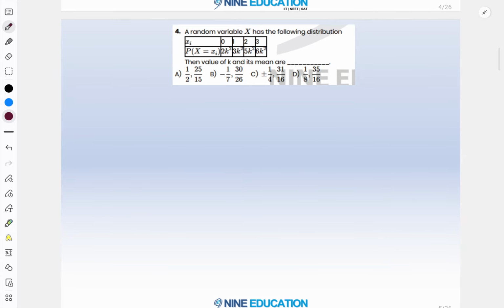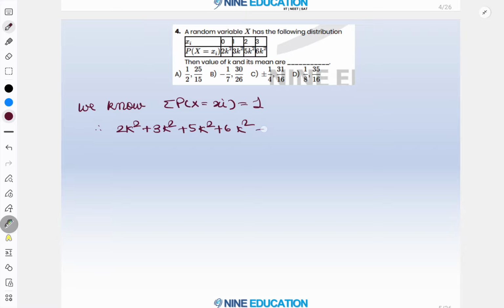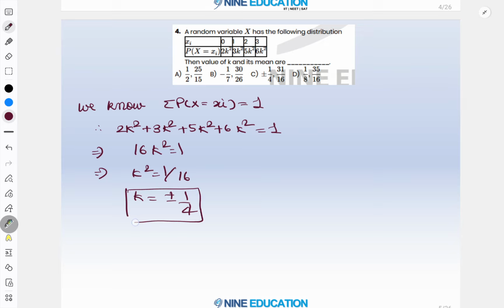A random variable x has the following distribution, then find the value of k and its mean. To find the value of k, we know the summation of P of X equal to xi should always be equal to 1. Therefore 2k square plus 3k square plus 5k square plus 6k square, the sum should be 1. Now what we are getting after summing is 16k square equals 1. Therefore k square equals 1 by 16. Therefore the k value is plus minus 1 by 4. Now eliminating, clearly we can see only option C contains plus minus 1 by 4. We can directly say the option is option number C.